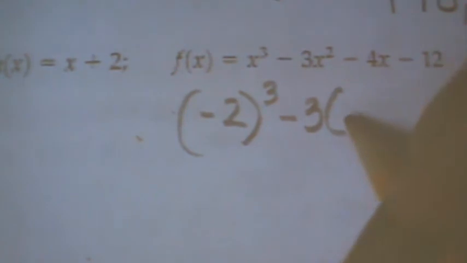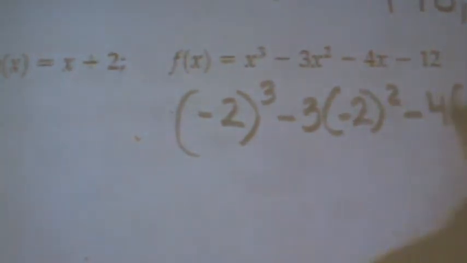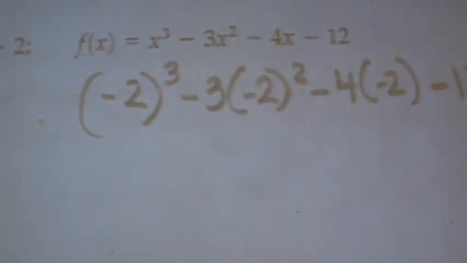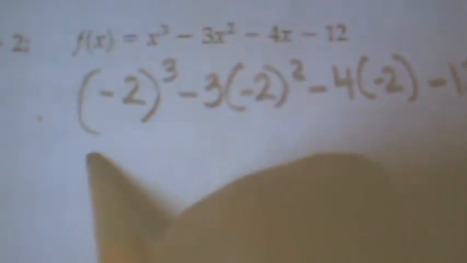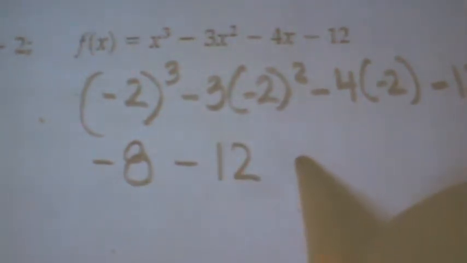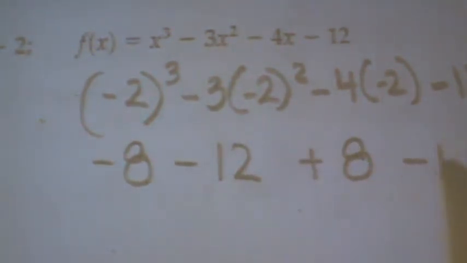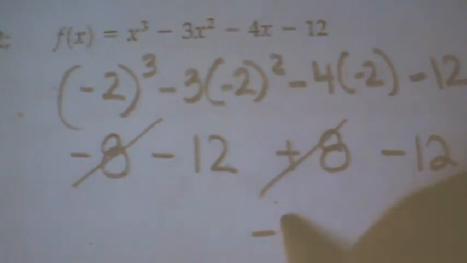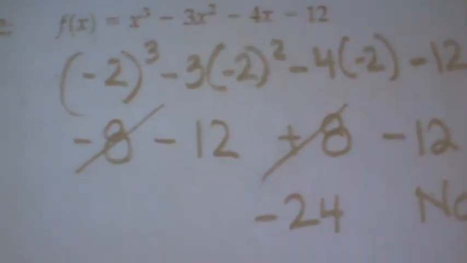So you tell me how to do this one. I want to know whether or not h of x is a factor of f of x. What are you going to do? Take negative 2, looking for x cubed minus 3 times negative 2 squared minus 4 times negative 2 minus 12. Okay, what do you get? Negative 8, minus 12, minus 12 plus 8. These cancel, but you get negative 24. So the answer is no.